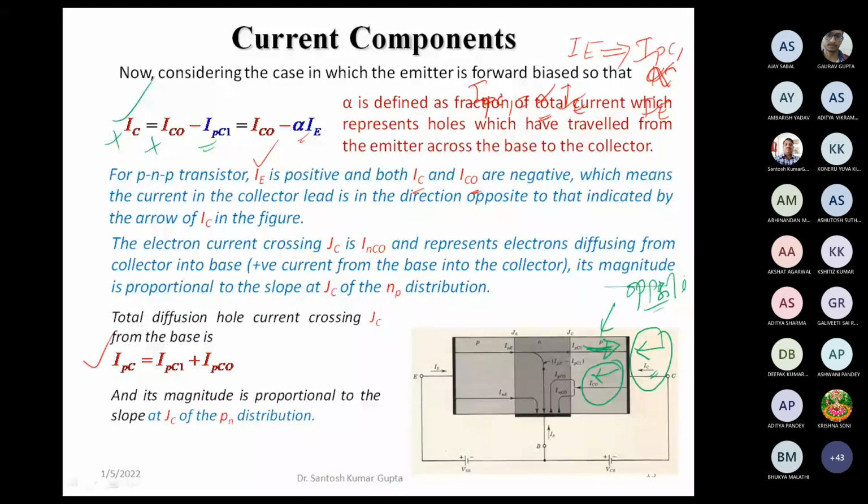So IPC is equal to IPC1 plus IPCO. This is the hole current component. If we look at the hole current component at the collector junction, then IPC1 is the hole current component, and a hole current component is due to this IPCO. These together form this.